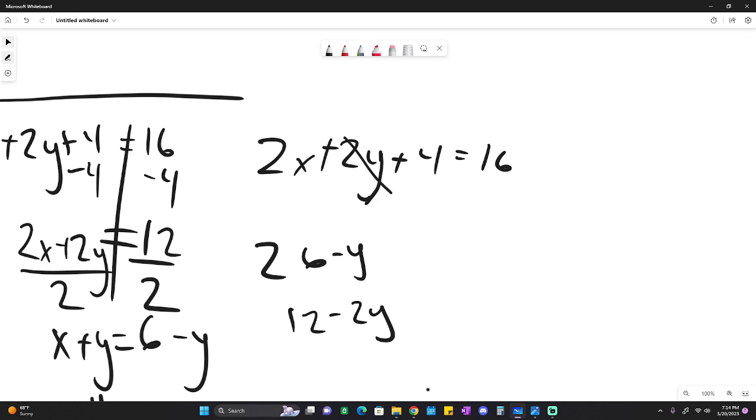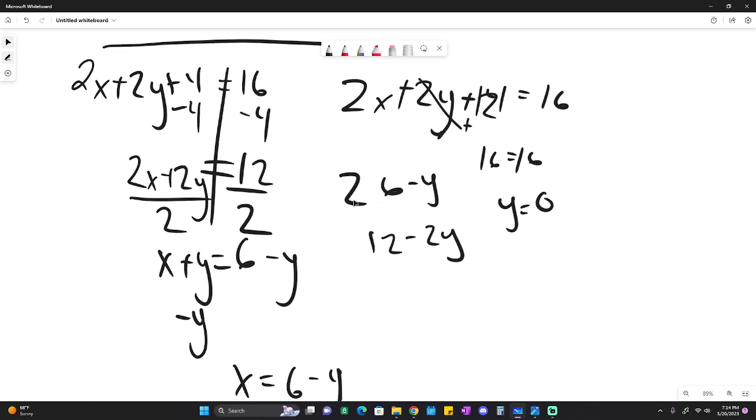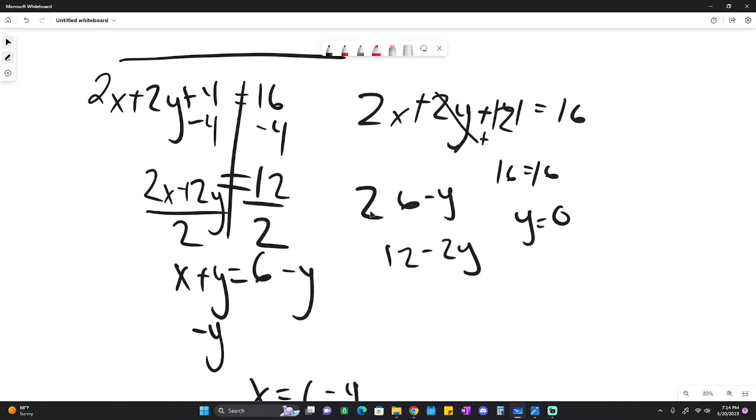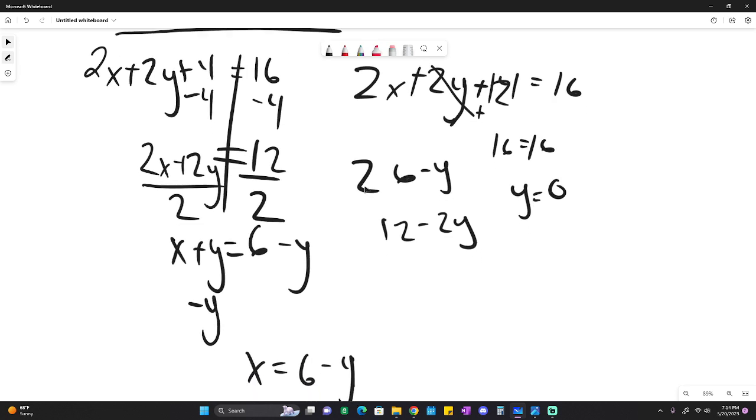The y's cancel out. 12 gets put over here, plus the 4. So 12 plus 4 is 16. 16 equals 16, and y equals 0 for this equation. This is how you solve for two variables. So if you could do this, you're at a very high level and a good understanding. We'll cover dual, triple, quadruple variables in a separate video. But if you could keep up with this, you're already in a very good position for next year.